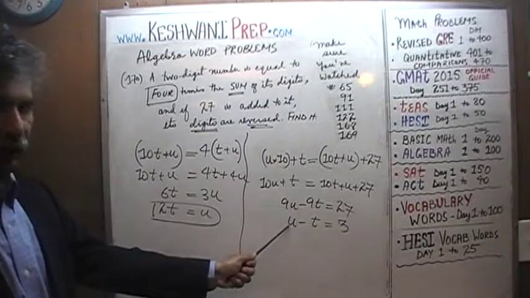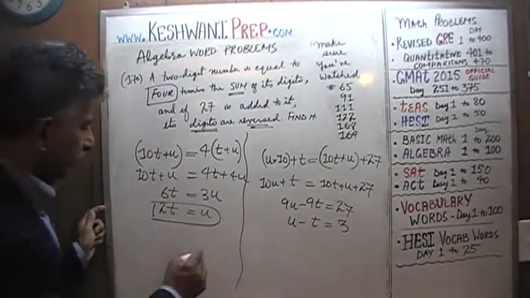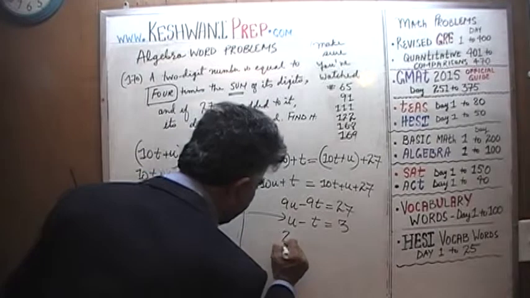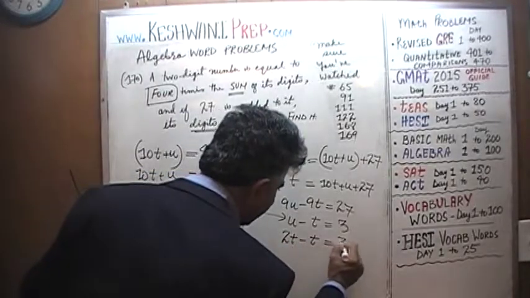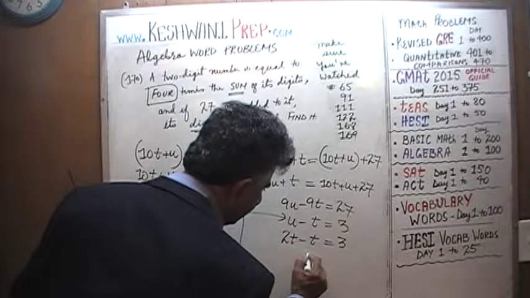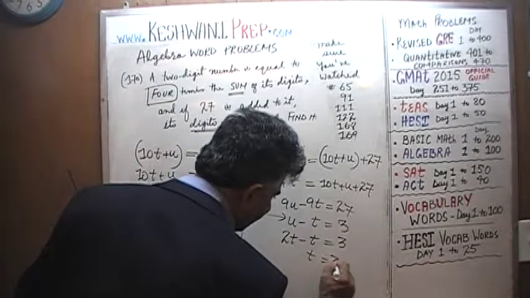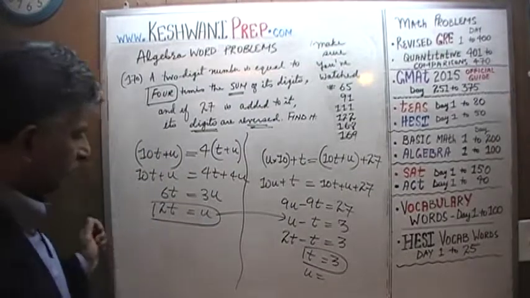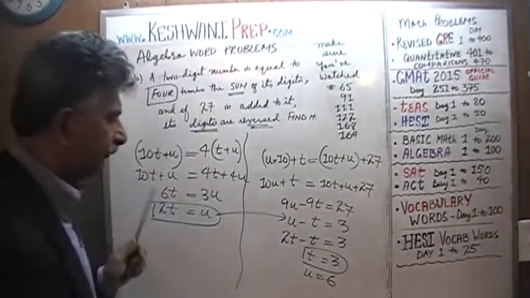But you know what U equals? U equals 2 times T, so let's put it in here. So we have 2 times T minus T equals 3. 2T minus T is equal to just T. So T, the 10 digit, is 3, which means the unit digit must be, since the unit digit is 2 times the 10 digit, the unit digit must be 6.